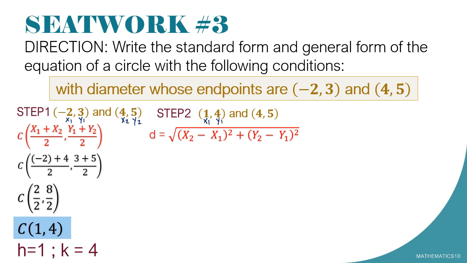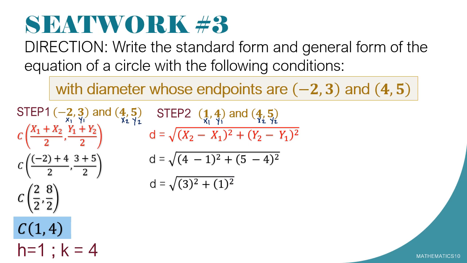So x sub 1, y sub 1, and then x sub 2, and y sub 2. And then, of course, let's substitute all the values here and simplify. 4 minus 1, we have 3 squared, plus 5 minus 4, we have 1 squared. Simplify further: 3 squared is 9, 1 squared is 1, and lastly, 9 plus 1 is 10. So it's not necessary for you to convert it to a decimal or whatsoever. This is your final answer, just square root of 10.